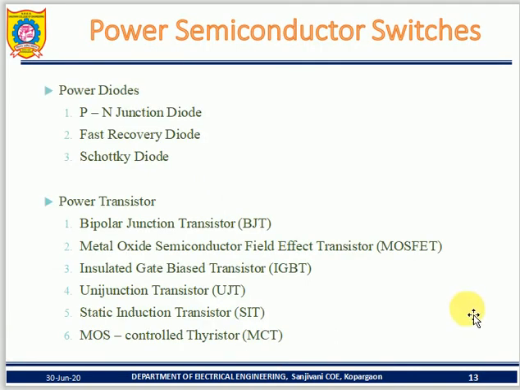In the next slide, the classification of diodes: PN junction diode, fast recovery diode, and Schottky diode. Power transistors are classified as BJT, MOSFET, and IGBT, then unijunction transistors, static induction transistor, and MOS controlled thyristors.